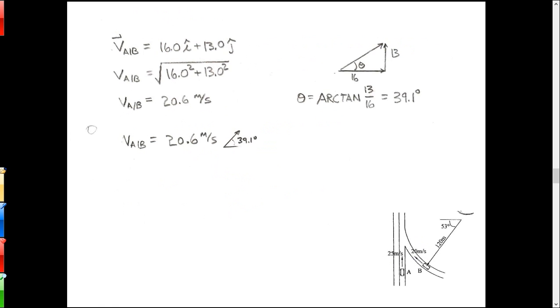All right, so that's a relative velocity vector, so I can do all the vector stuff for that. I can take square root of sum of the squares, get the magnitude of velocity, and I can take the arctan of y over x and get the angle there. Okay. All right.